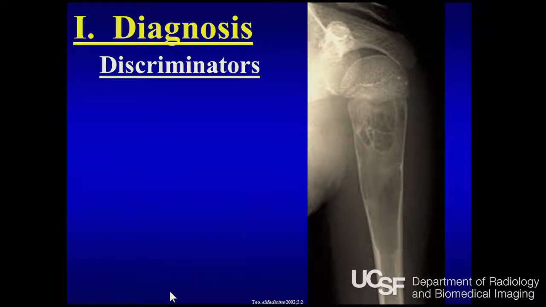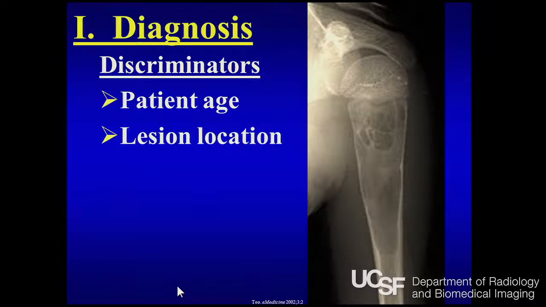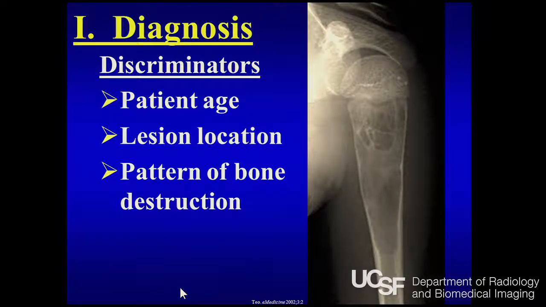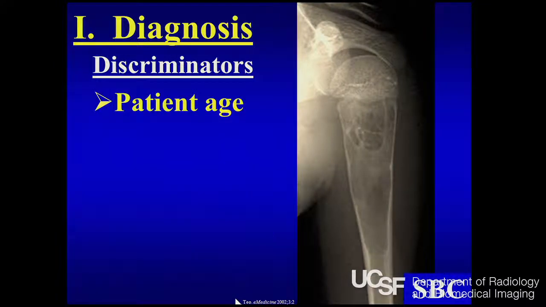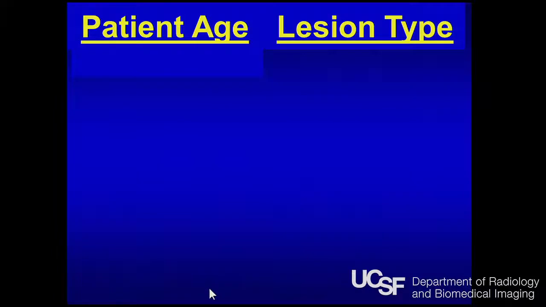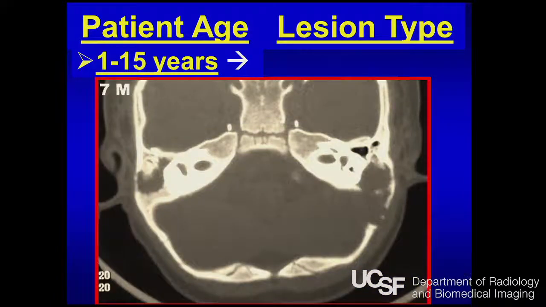First, with respect to the diagnosis, using discriminators or findings that we look at in every single case. They include the patient age and lesion location. We also always look at the pattern of bone destruction, the tumor matrix, and the tumor extent. So let's go through these one by one, starting with patient age. Not just in love, but also with tumors, timing is everything. Very briefly, we'll just run through what each of these look like according to age.